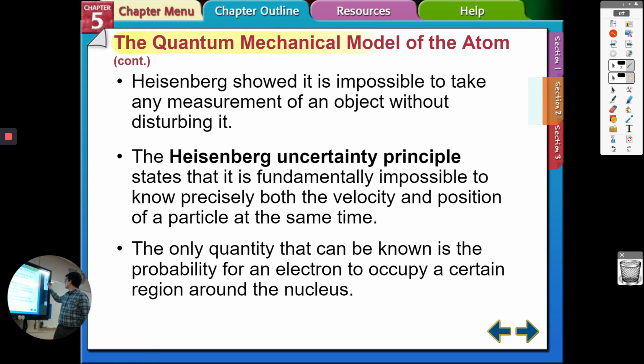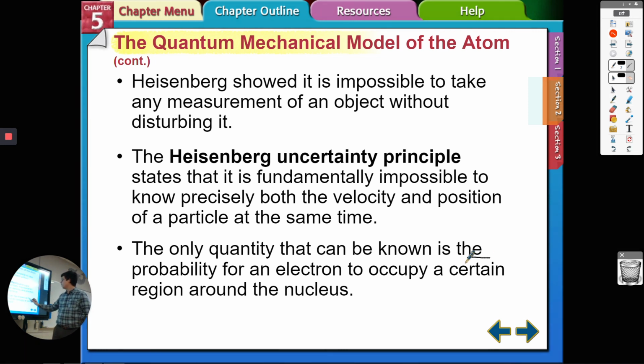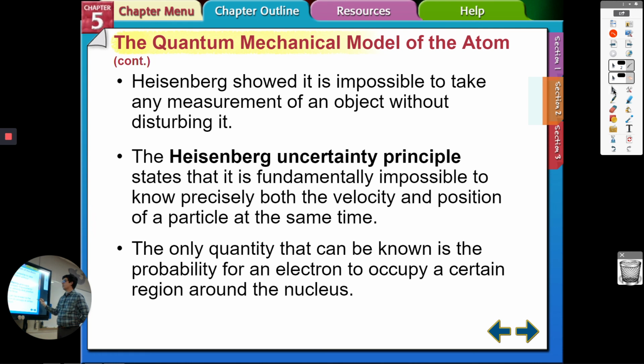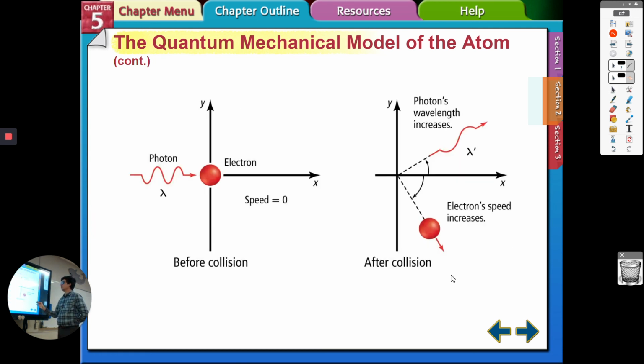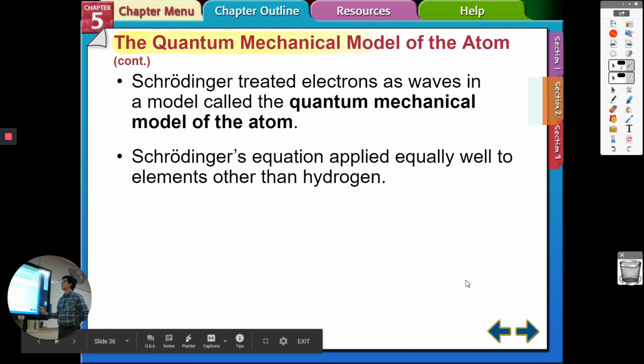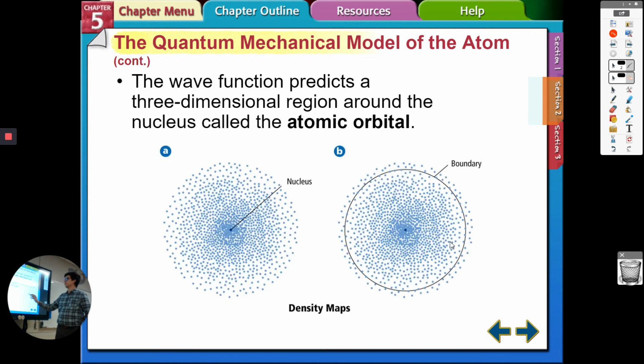Because of the Heisenberg uncertainty principle, all we can know is the probability that an electron will be around a certain area. So as opposed to the Bohr model, we can't say this is where the electrons will be, that they'll be in an orbit, because we can't know their position and their velocity. All we can know is the probability at which they will occur. Due to that, we come up with the quantum mechanical model, which is also sometimes called the electron cloud model.